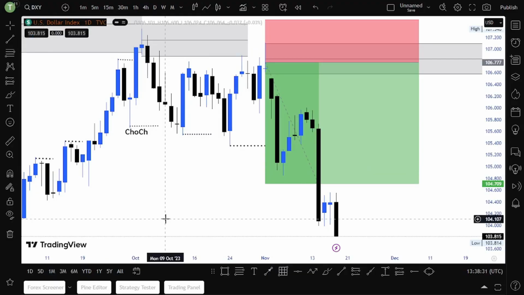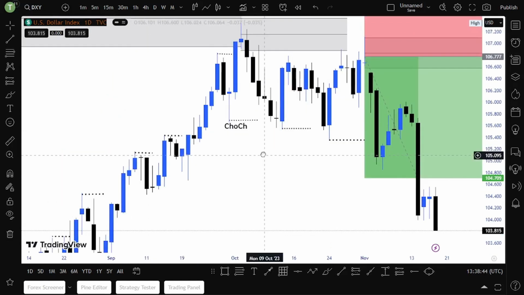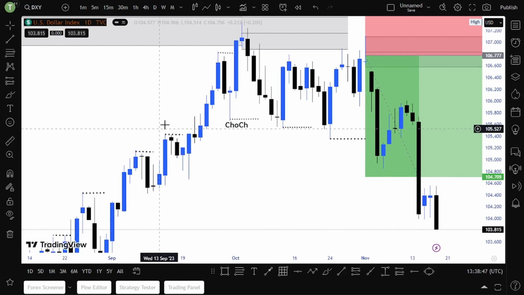As you can see, as usual, we start with the DXY analysis. We are on daily. There we have a change of character, a shift of the market, because the market was making higher highs, higher lows, higher highs, higher lows, and higher high, higher low, higher high. This is our last higher high, and this is our last higher low.